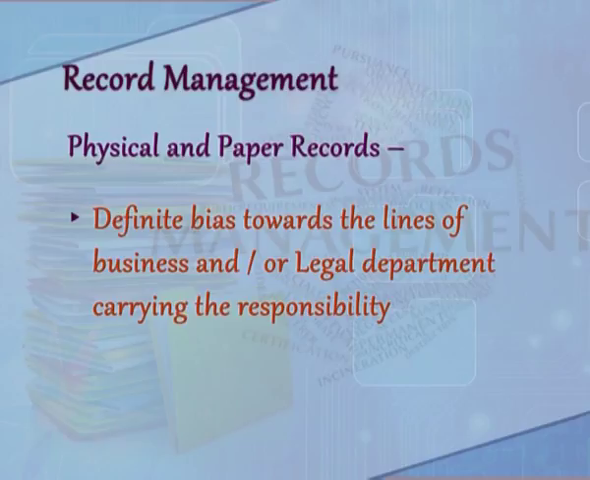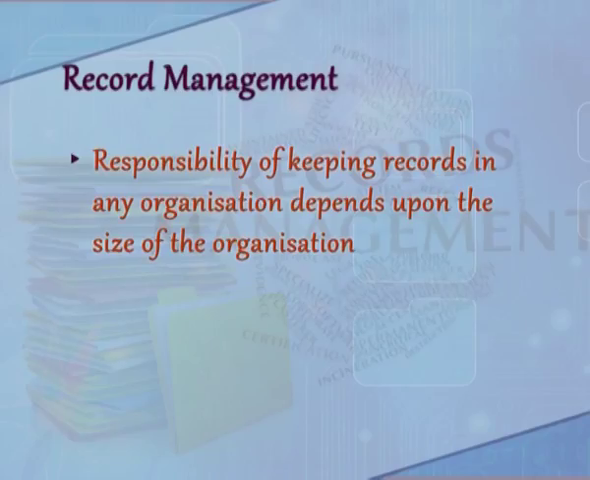This distribution over the organization is common to both physical and electronic records. When it comes to physical and paper records, unsurprisingly, there is a definite bias towards the lines of business and legal department carrying the responsibility. However, responsibility for electronic records leans strongly towards IT. The key to understanding this scattering of responsibility is the size of the organization. Many organizations, particularly smaller ones, do not have a specifically defined record management activity. As they do not have one, they are unlikely to have individuals specifically charged with managing records. On the other hand, larger organizations have record management teams and activities relating to the maintenance and preservation of information. So, to summarize, responsibility for keeping records in any organization depends upon the size of the organization.